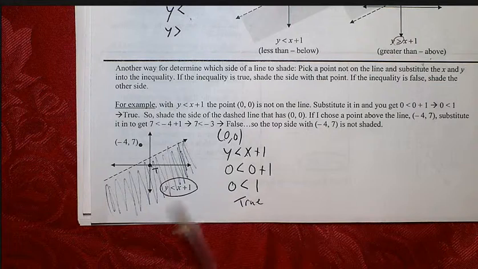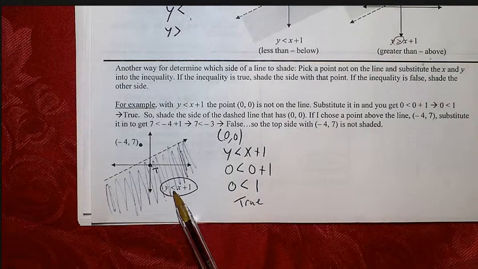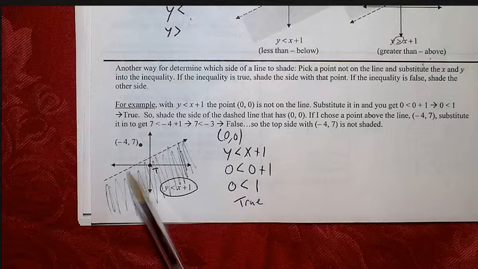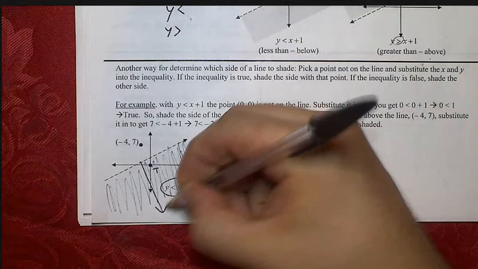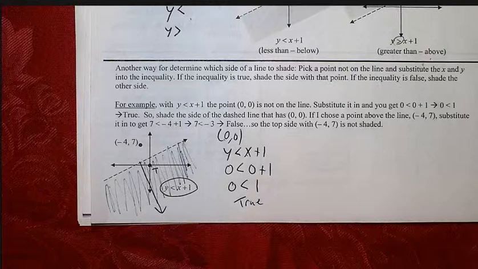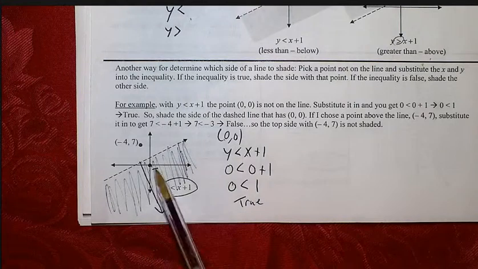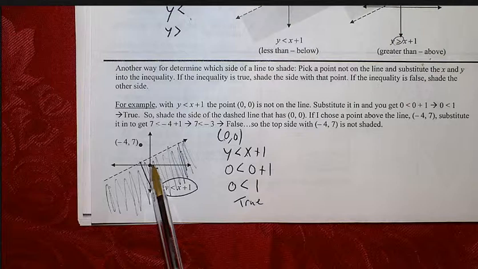Okay, so I pick another point that's not on the line. Say I pick a point on the other side, say -4, 7. Again, I substitute these values into my inequality. So 7 goes in for y, -4 goes in for x.